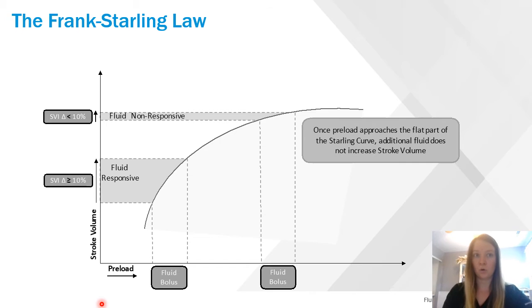That is the goal. Now, what we don't want to see are patients on the right side of the curve, where they're considered non-responders, meaning their stroke volume does not increase by 10% or more. That means if you gave them a fluid bolus or you increase their preload on the left side of the heart, there is a very, very minimal increase in the amount of blood that's being pumped back into forward circulation.